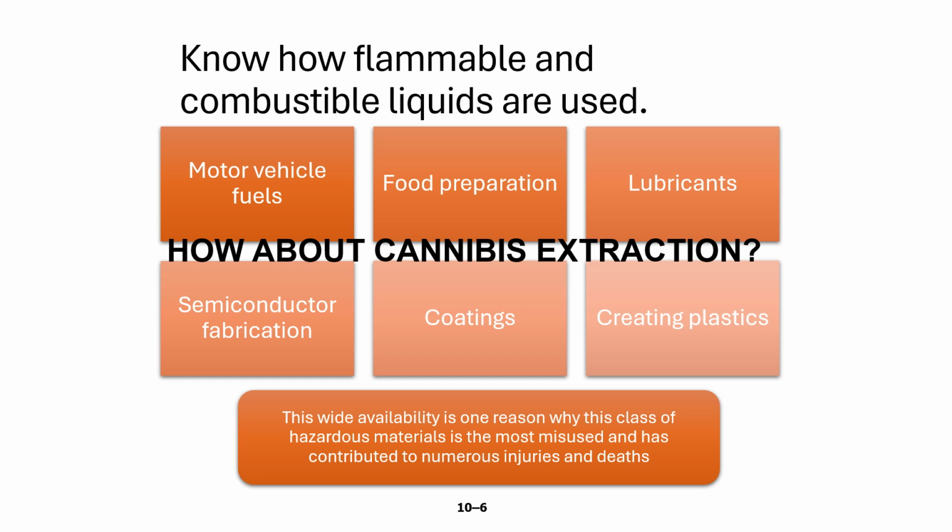Because flammable and combustible liquids are so widely available, it's one reason why this class of hazardous materials is the most misused, and it contributes to fire ignition, the expansion of fire, and injury and death. So we just have to, as inspectors, really start breaking down what is the material and the serious hazards associated with materials that have qualities that can be flammable and or combustible.